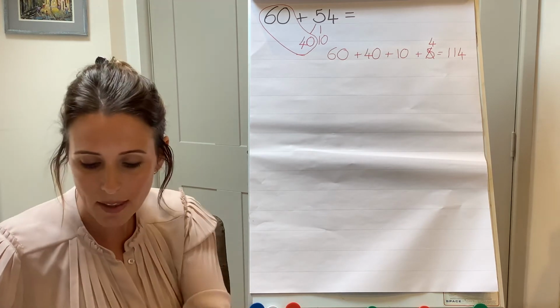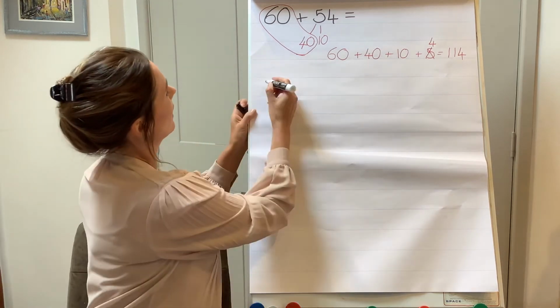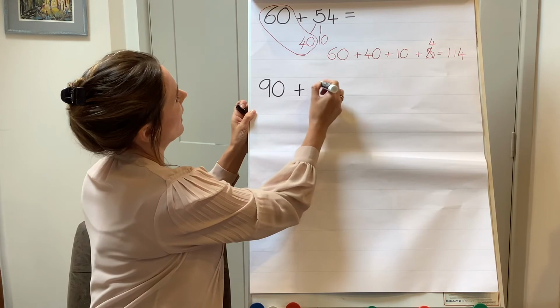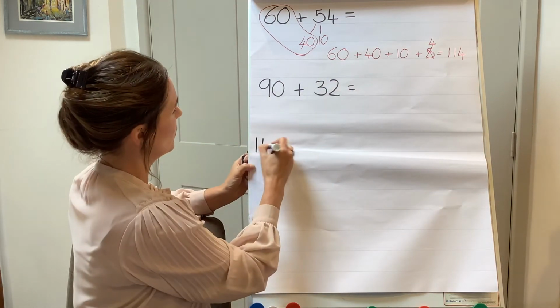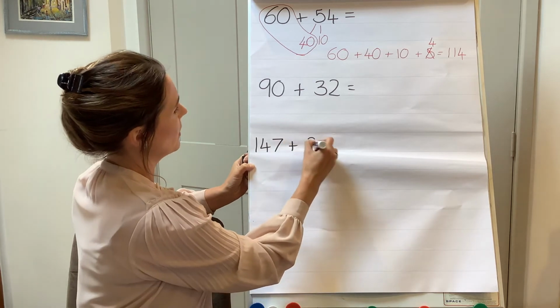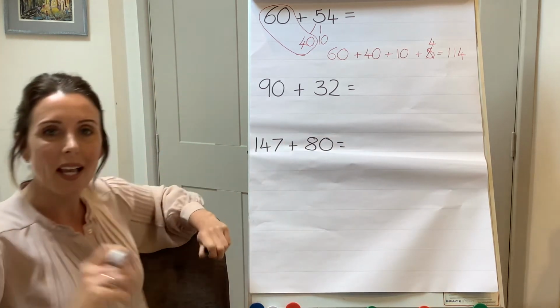Okay, so try these two. 90 add 32, and the second one, 147 add on 80. Pause it and off you go.